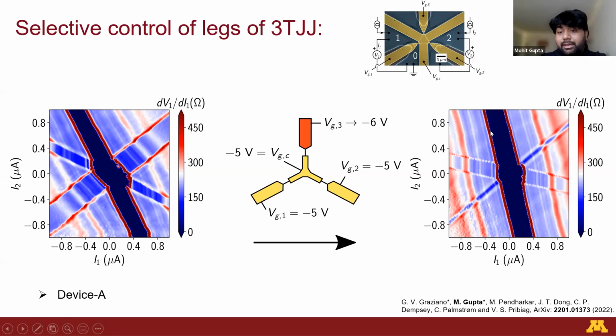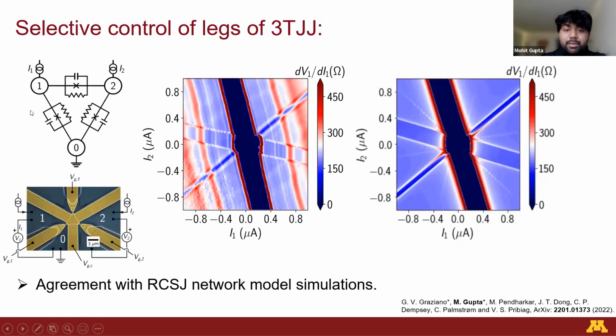The main thing to notice here is that the dependence upon I2 has decreased. The reason being that the junction between 1 and 2 is blocked now because of the negative gate voltage. So that doesn't allow I2 to affect V1 as much. And we get this map. We also confirm this by doing network model simulation, where each Josephson junction is modeled by RCSJ. In this network model simulation, we have 3 independent resistors, which are between terminal 0 and 1, and between 0 and 2 here, and between terminal 1 and 2 here.